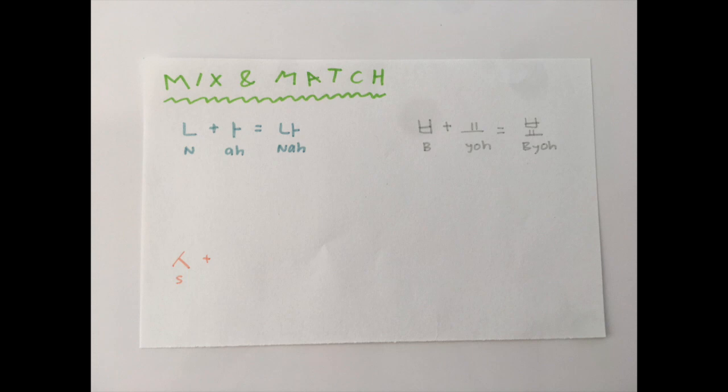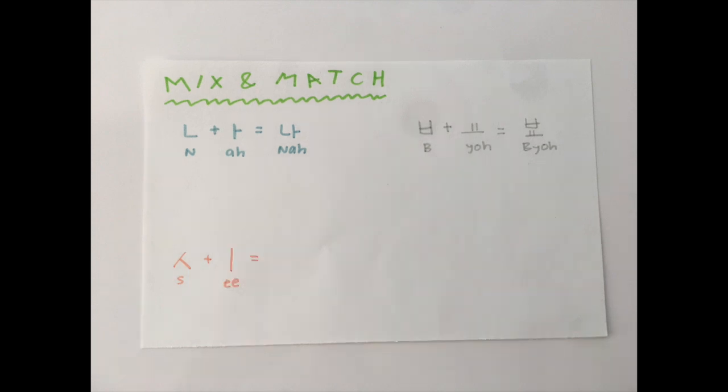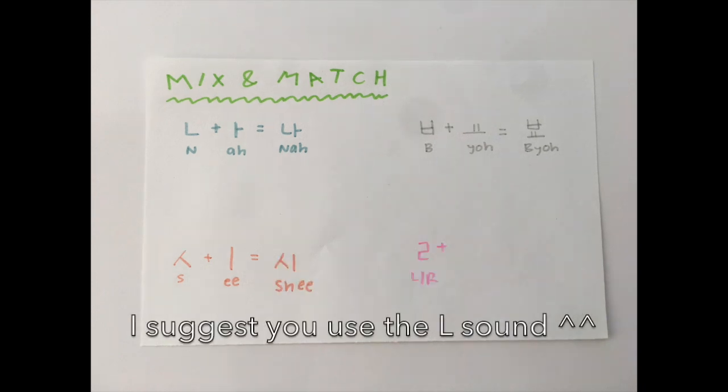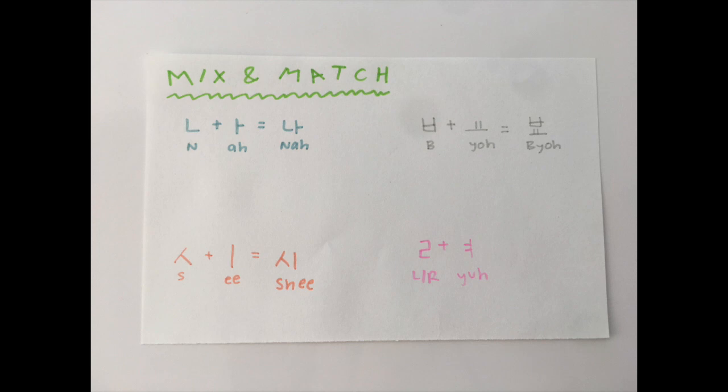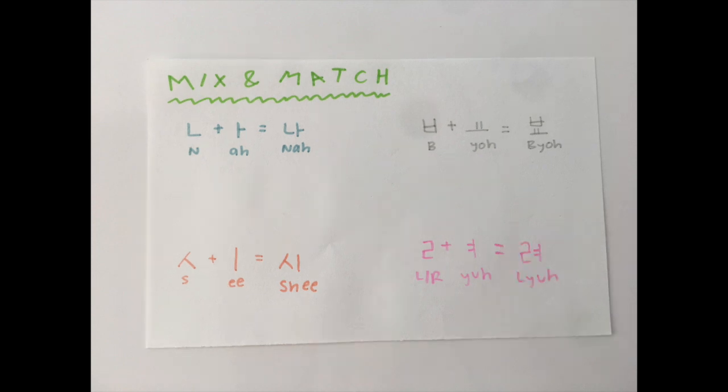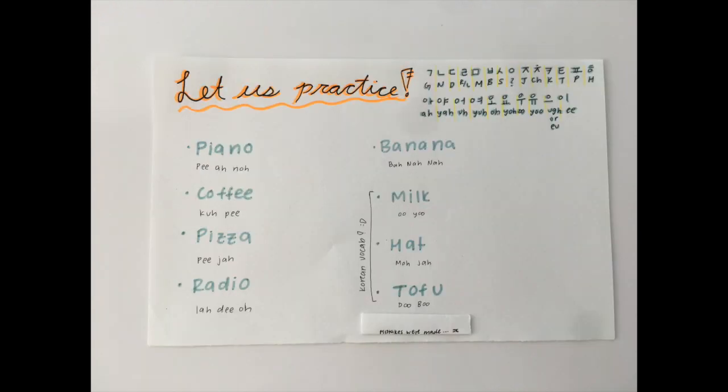Now this is a little tricky, but an S and an E sound will not make C, but will make she. An L/R sound with a ya sound would make a lia sound. I'll say it once more. Ya. If you're having trouble, it's l, ya, lia, lia. You got it. Now let's practice.